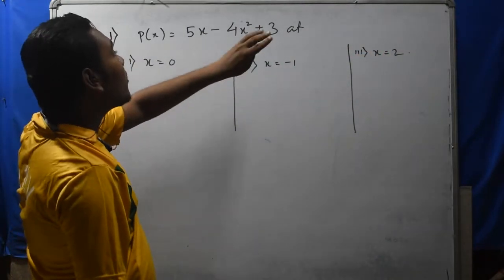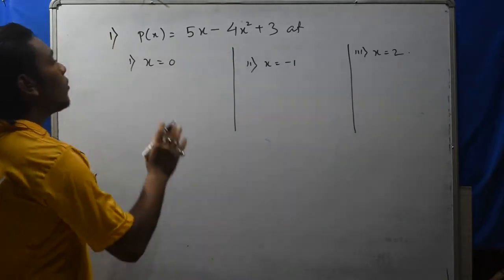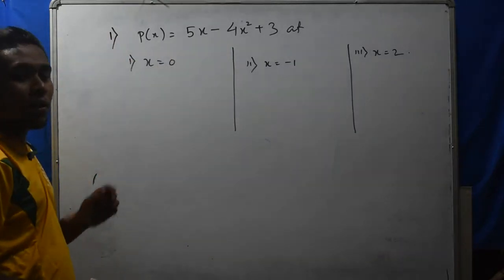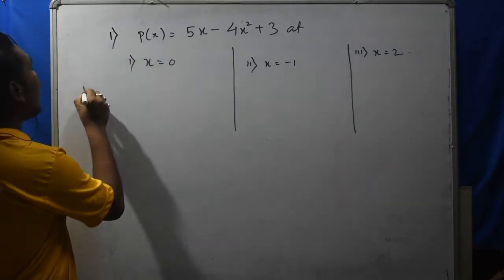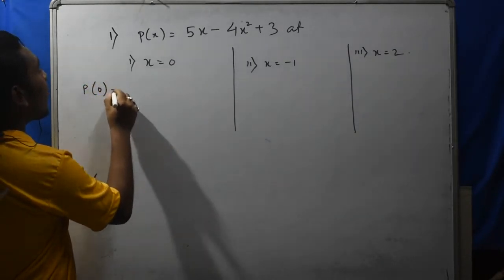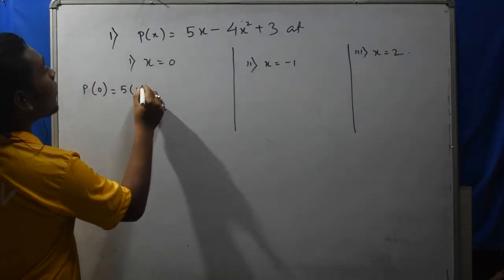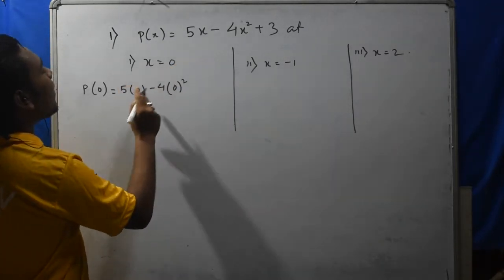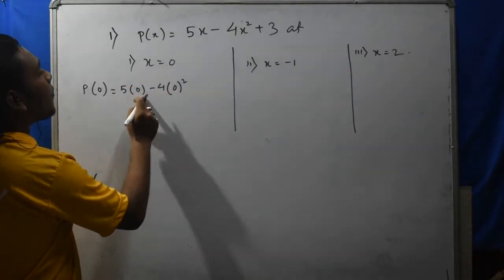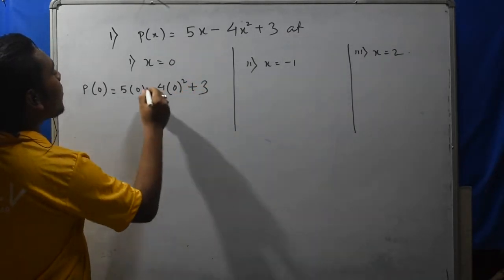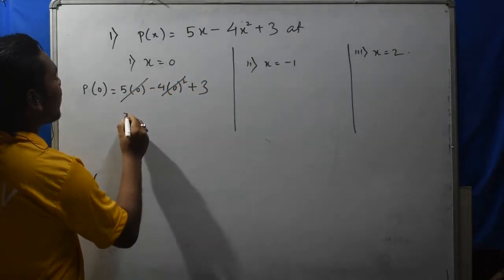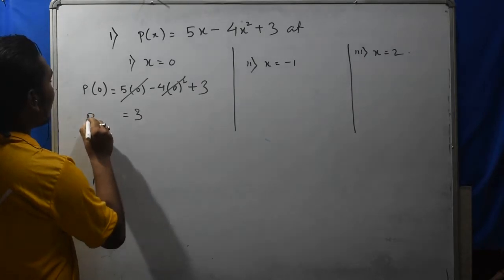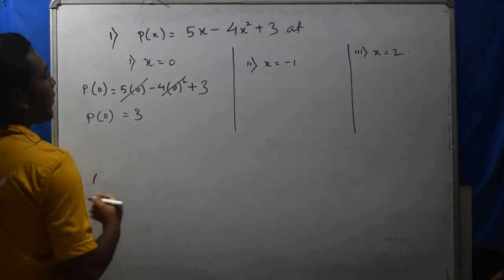We are just to find the value, not to prove that it is the zero of the polynomial. So at p(0), 5 into 0 minus 4 into 0 square plus 3, just replace x with 0. This term is 0, this term is 0. What is left? 3. So p(0) is equal to 3.